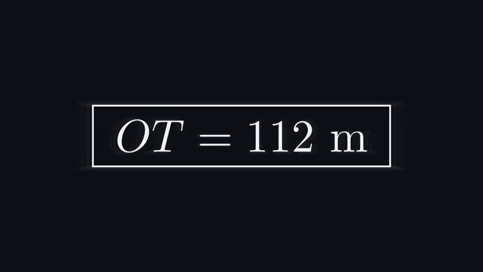To summarize, we let the closer distance be x, so the farther distance became 50 plus x. We formed two tangent equations for the same height, TU, equated them, solved for x, found TU, and finally added the man's height to get 112 meters.